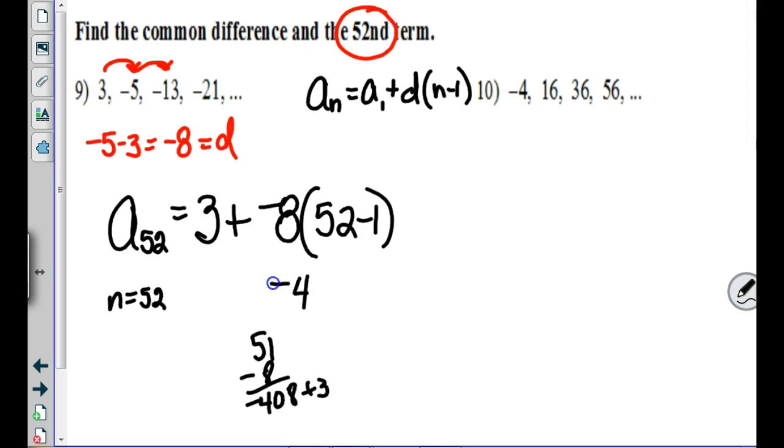I'm getting negative 405, but you with the calculator would be better. Okay, so that was a sub 52. Questions? Seem okay? I know they've been doing this stuff in college algebra as well. Can I skip 10? Everybody good?